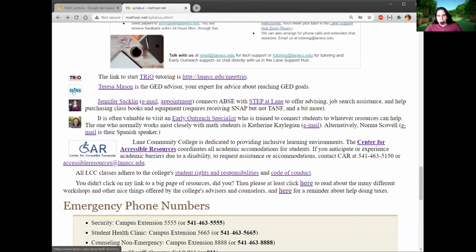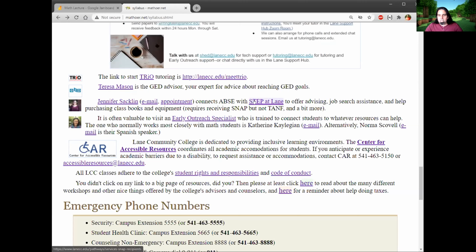Okay, Teresa Mason will soon be your GED advisor. I don't have a picture of her. I couldn't find one on Lane's website. But if you need advice about reaching GED goals, you can email me, but I don't know the answers. I will try and connect you to the right person. And very soon that person will almost always be Teresa. So her email is here for you.